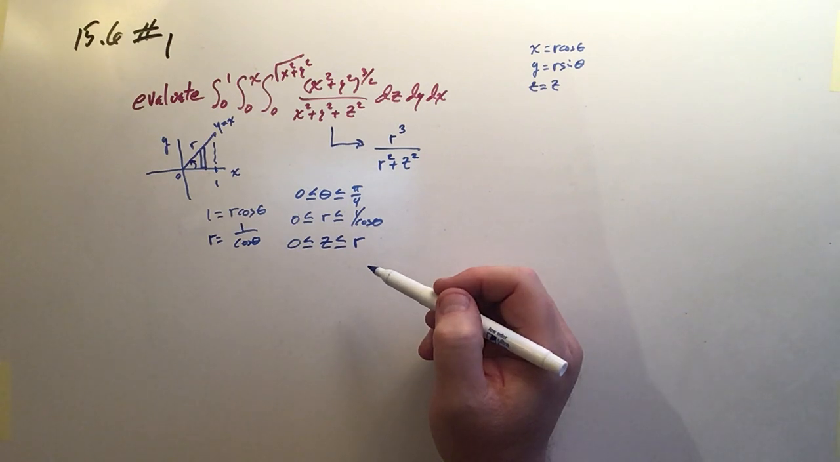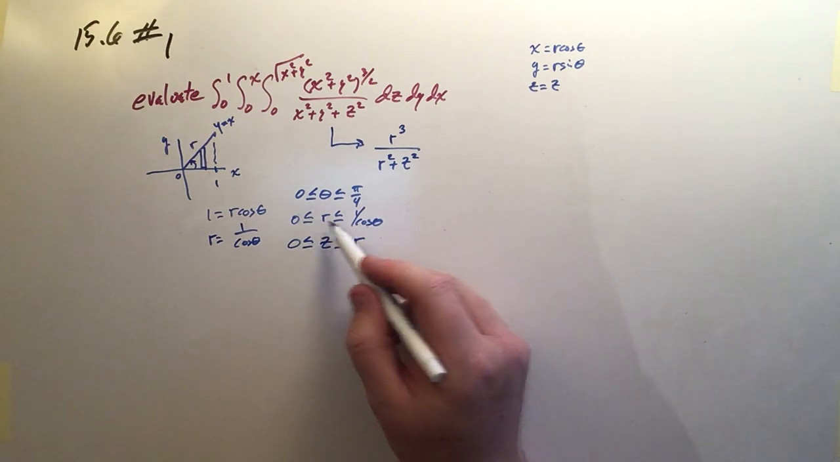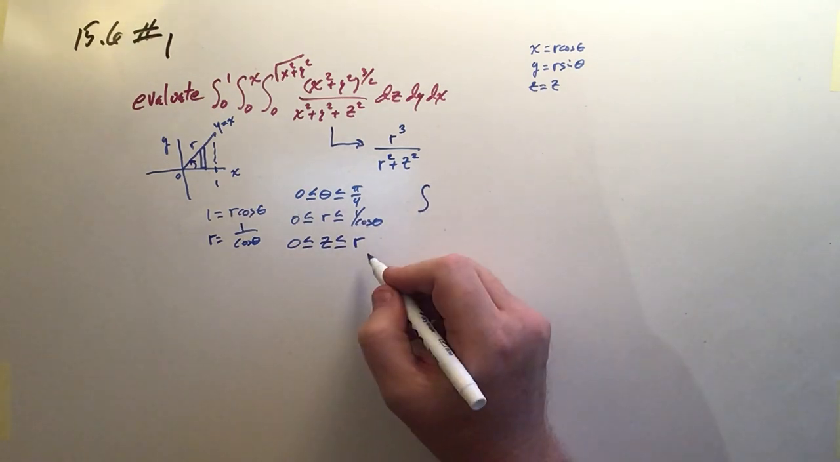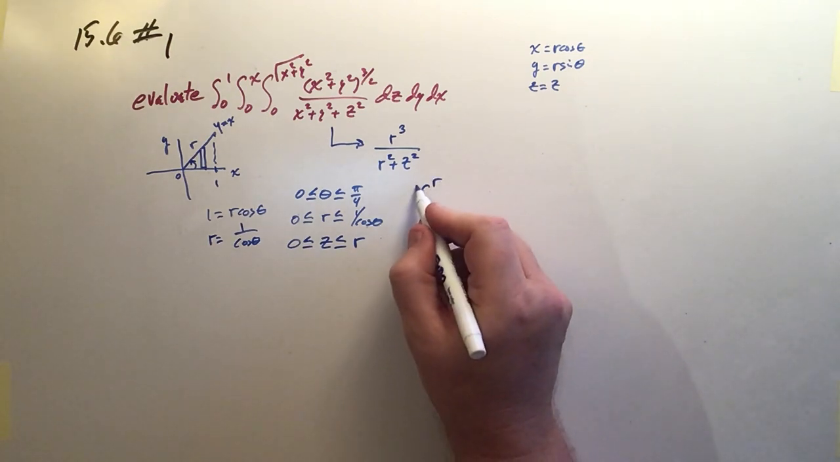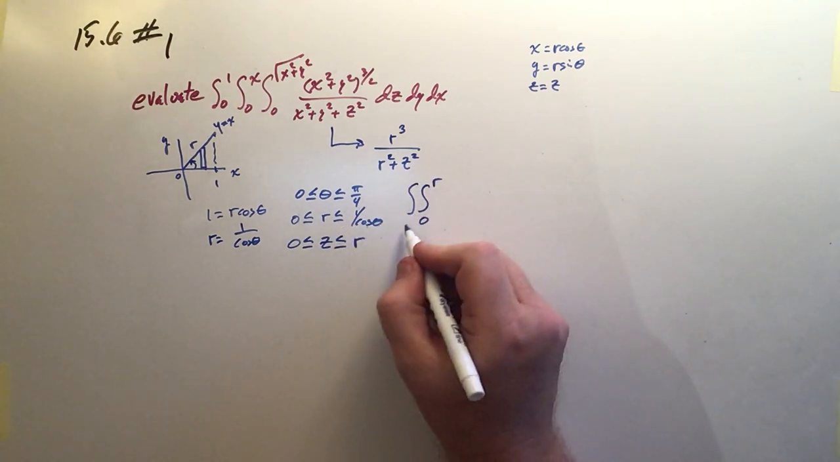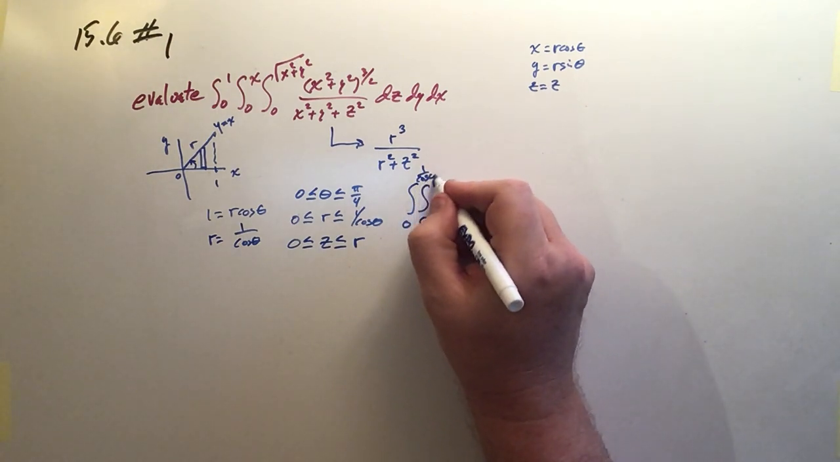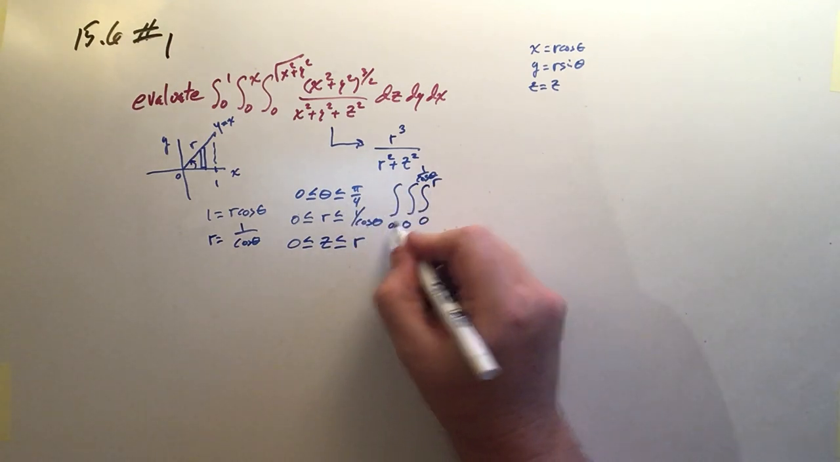So for the order that I do these, actually, I should probably do the z one first, because it introduces r, and then do the r one second, and then do theta third. So that's the order I'll do the integration. So the inner one is going to be 0 to r. The next one out is going to be 0 to 1 over cosine of theta. And then the outer integral is going to be the theta one, and that's 0 to pi over 4.